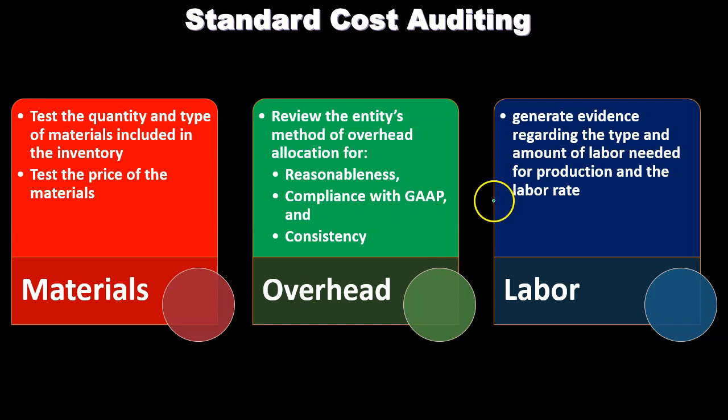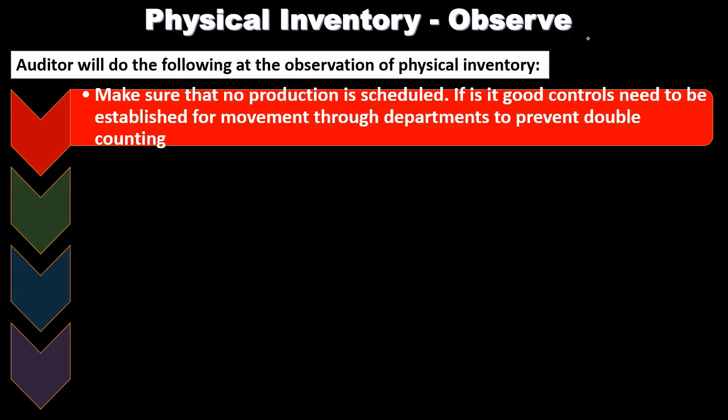Labor, generate evidence regarding the type and amount of labor needed for production and the labor rate. So when we're considering labor, there's two components, of course. One, the amount of time needed, and two, the rate. So we want to consider those two items. Then we want to consider the physical inventory.